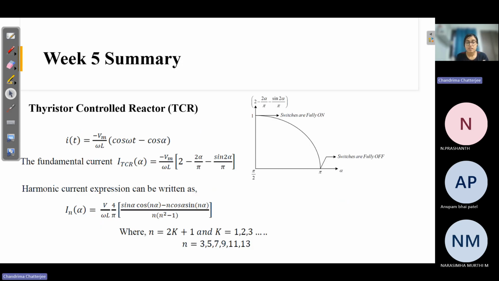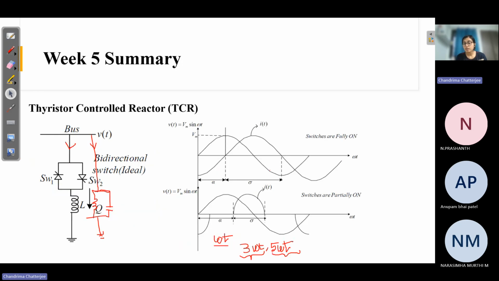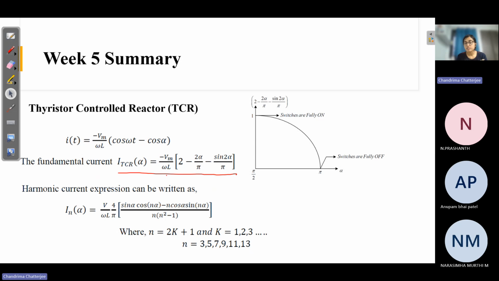Yeah, so using Fourier series we can find out what will be the value of the fundamental. As I already told, there will be a fundamental embedded within this, and then there will be some harmonics. Okay. So what is that fundamental? That fundamental is this. You can find this out by using Fourier series, and the harmonics will be this.